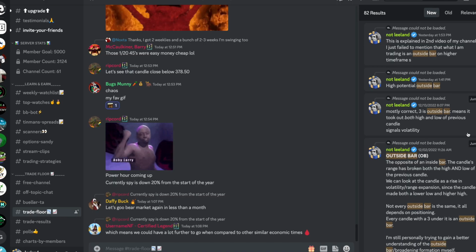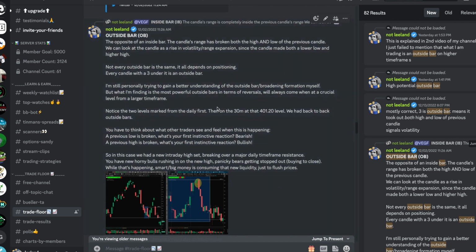So I wrote this up a little while ago on the outside bar, but basically what an outside bar is, is when the candle's range has broken both the high and the low of the previous candle. So basically what this outside bar is telling us is there's a rise in volatility and range expansion since the candle made lower lows and higher highs. So this can be, like I said, a signal of volatility, but also potentially indecision in the market, right?